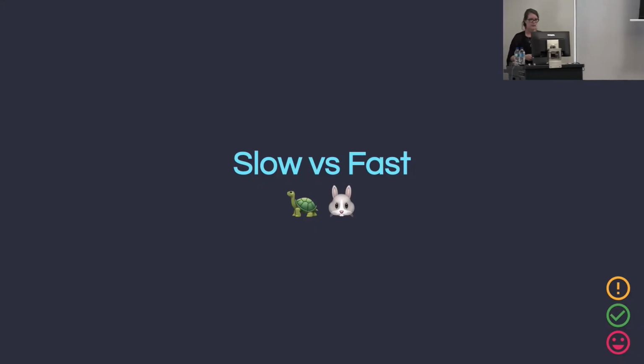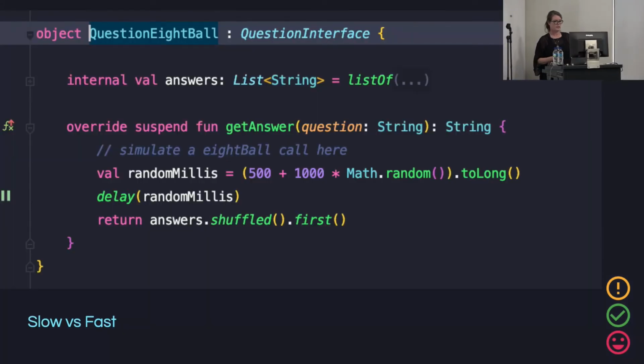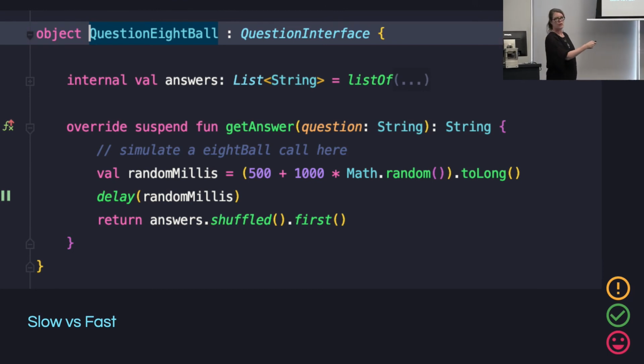Okay. So, slow tests versus fast tests. This piece of code is the 8-ball, the actual 8-ball. And I've got in here a list of the answers, the normal 8-ball answers. And it's got a suspend function. And over here, I've got a random number of seconds, because 8-balls can't be deterministic. They have to have some randomness. It shuffles the list and gives the answer back. So that's the code that I want to test.